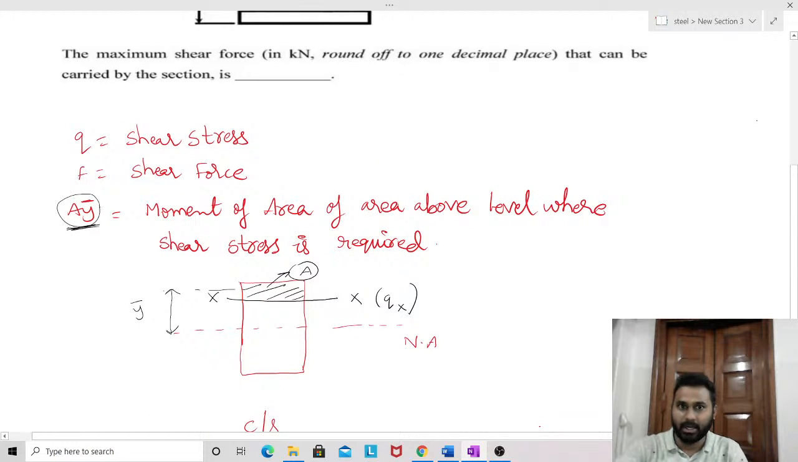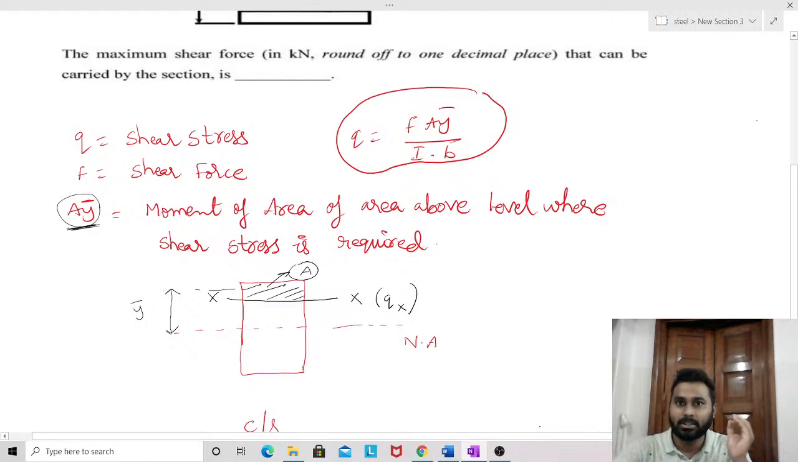Here I'll mention that formula. This formula is already studied in strength of materials. This particular formula, where Q is nothing but shear stress in the beams: Q is equal to F A y bar upon I b. So this was the formula studied in strength of materials. One needs to have the knowledge of this formula to solve the question for 2 marks, asked in GATE 2020, right?